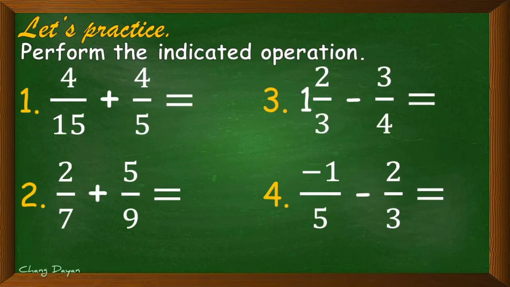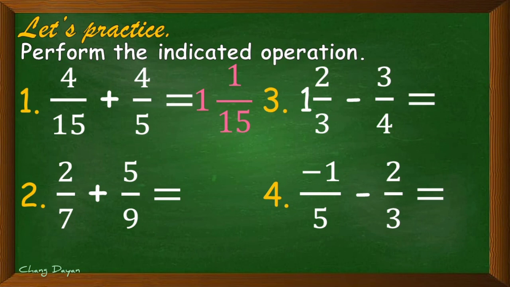Now, let us have a practice. Perform the indicated operation. Number 1, 4 over 15 plus 4 over 5. So, here, we will multiply 4 times 5 is 20. Then, 15 times 4 is 60. So, 20 plus 60 is 80 over 75. Then, i-convert lang natin sa mix. Final answer is 1 and 1/15.